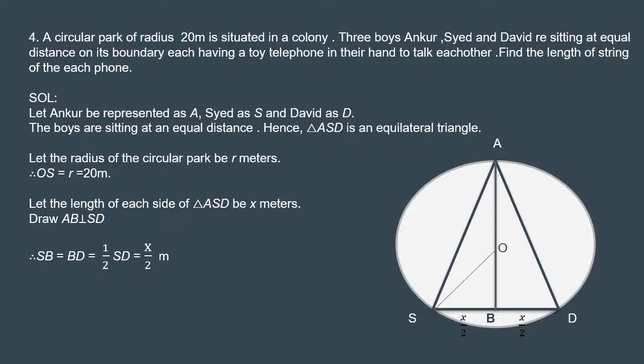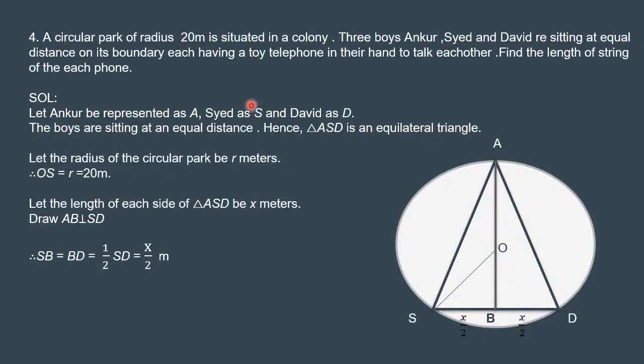Fourth question. A circular park of radius 20 meters is situated in a colony. Three boys, Ankur, Syed and David, were sitting at equal distances on its boundary, each having a toy telephone in their hand to talk to each other. Find the length of string of each phone.